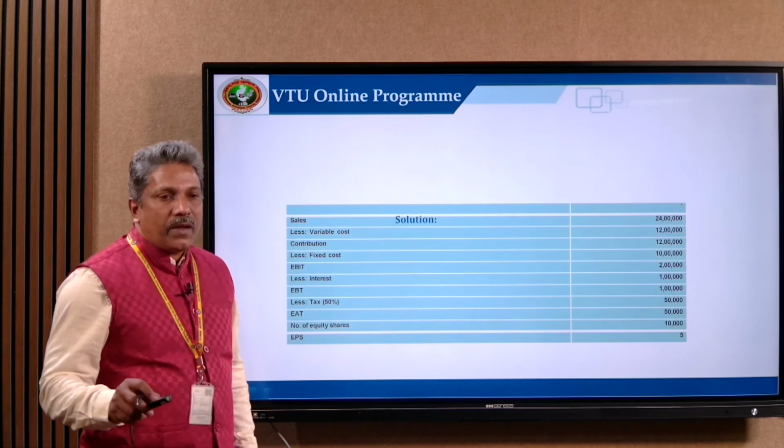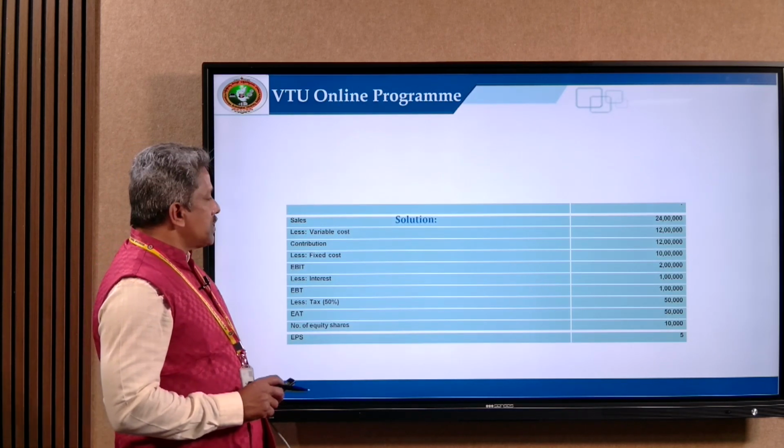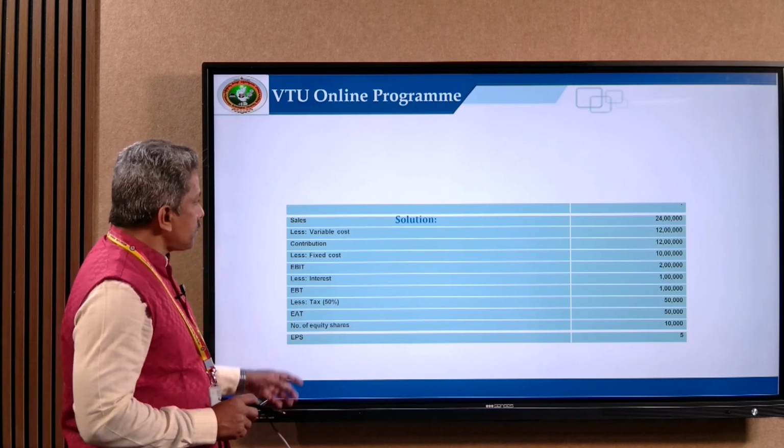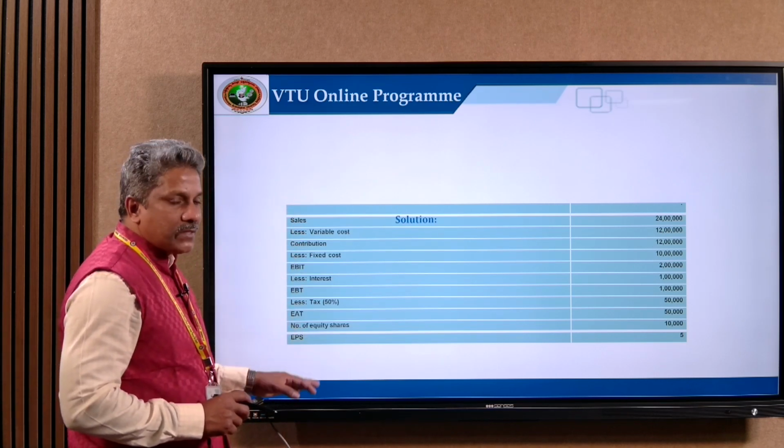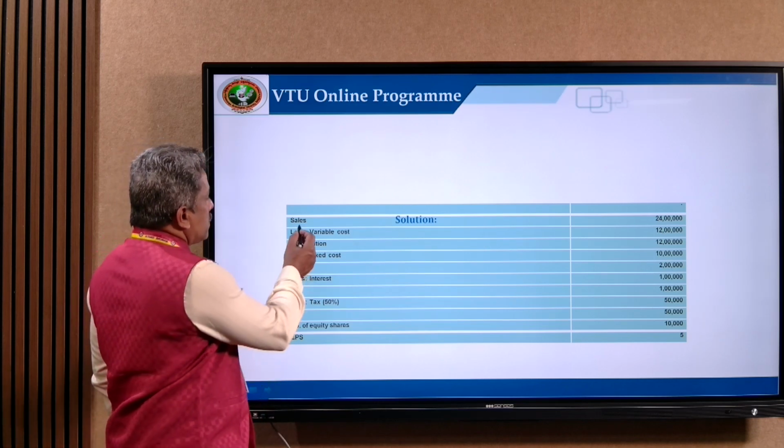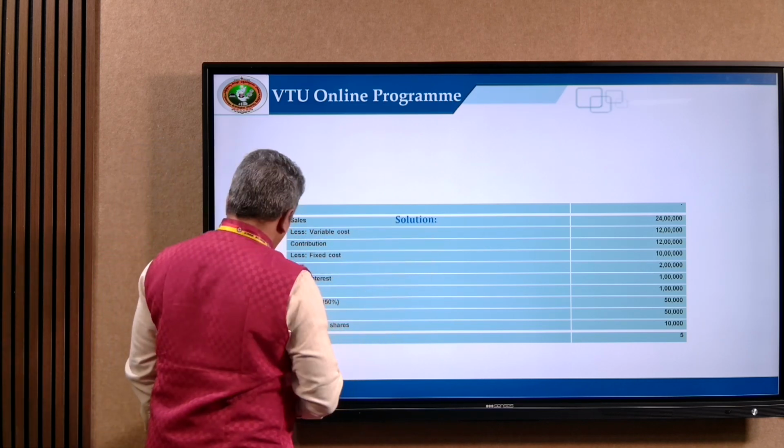Then we can calculate return on investment. Here one calculation is given, the same thing that I explained. Sales, 24 lakhs.